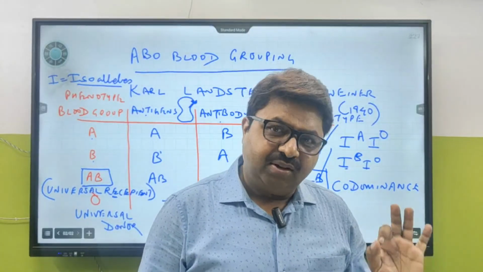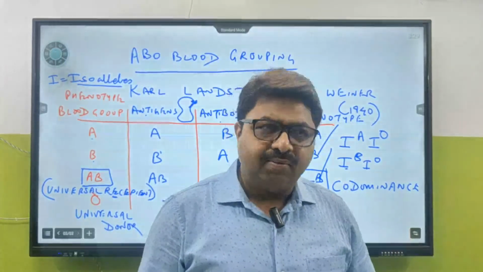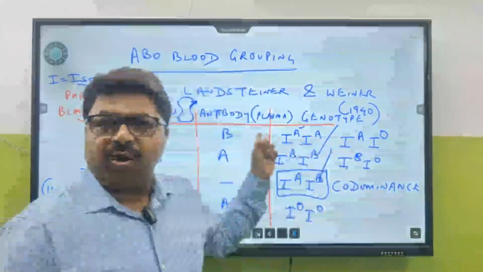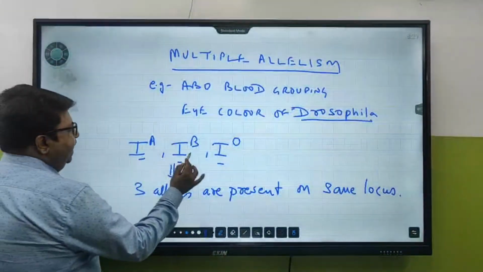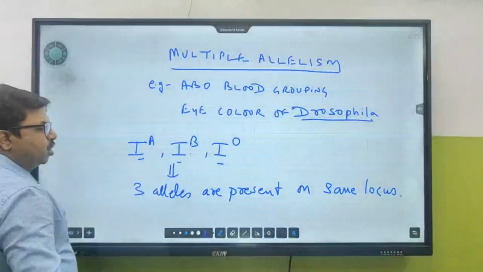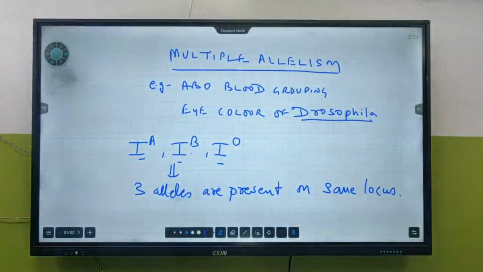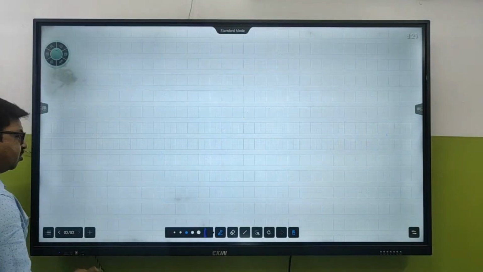Got the idea? And there is a formula. How many alleles are we talking about over here? In blood grouping, how many alleles are there? IA, IB, both of them are dominant. IO is not dominant. How many alleles are there? 3 alleles are there. So how to get the number of genotypes?